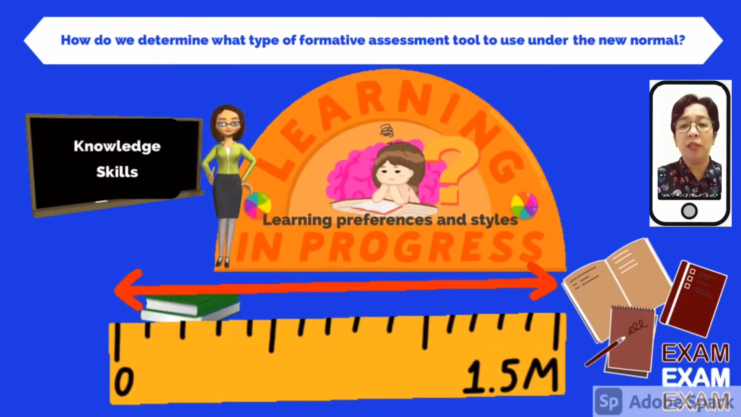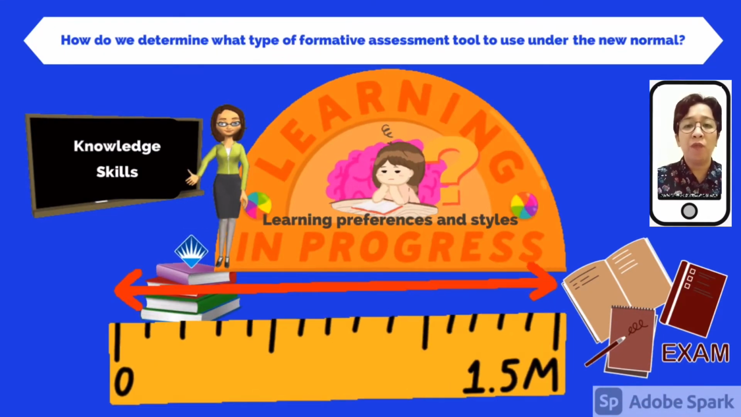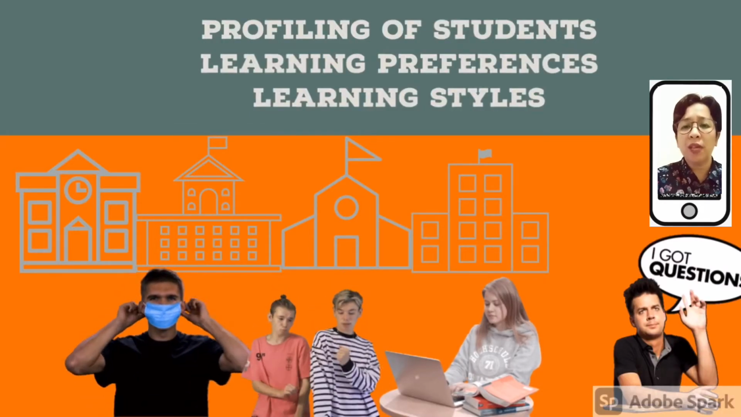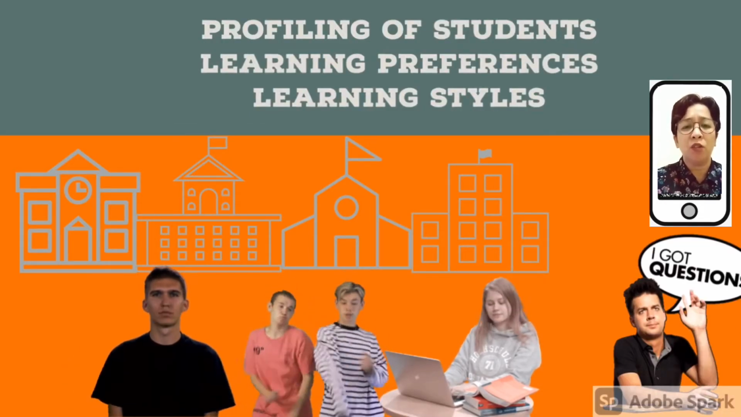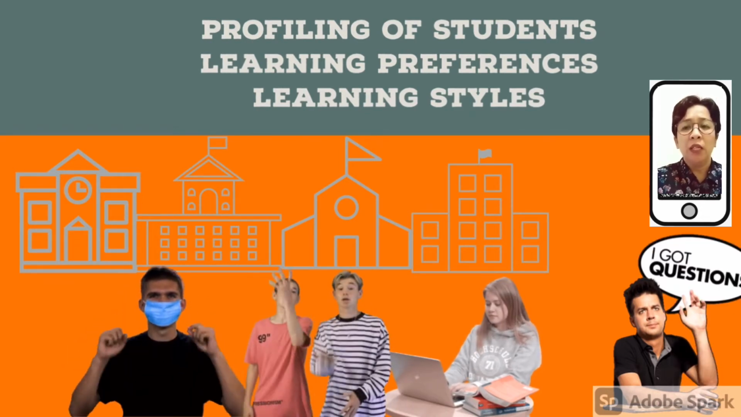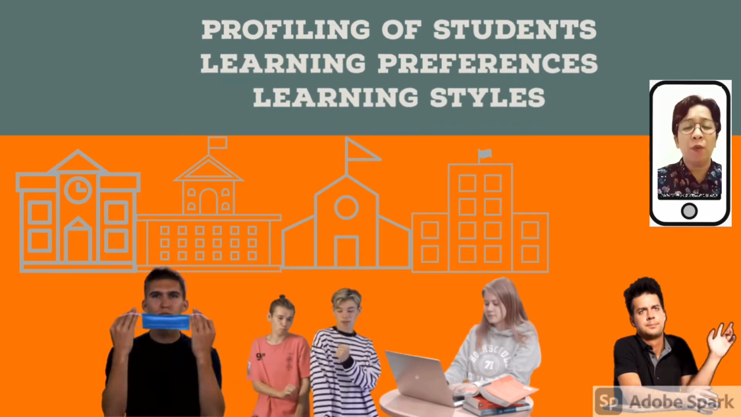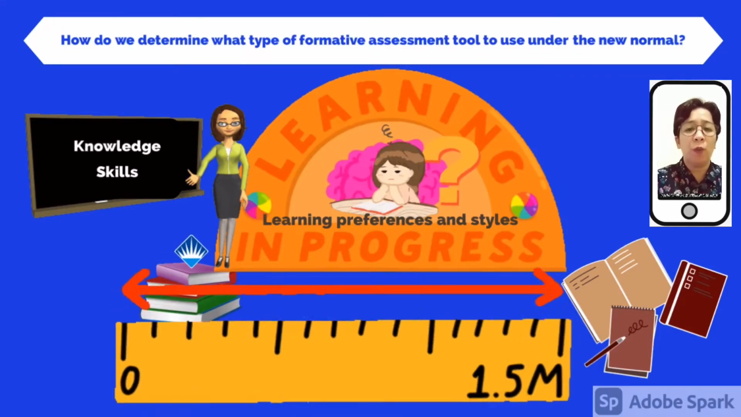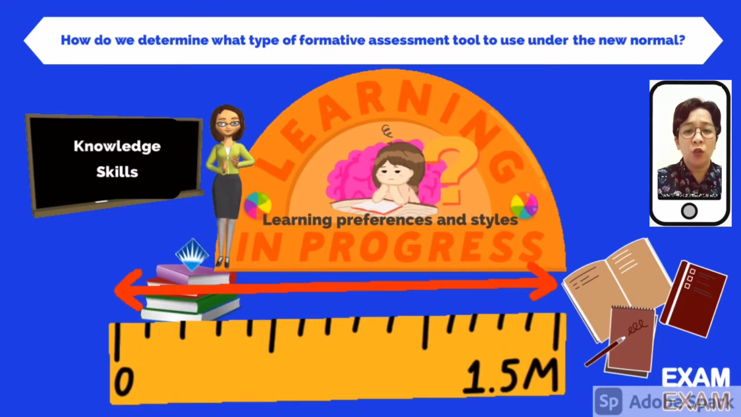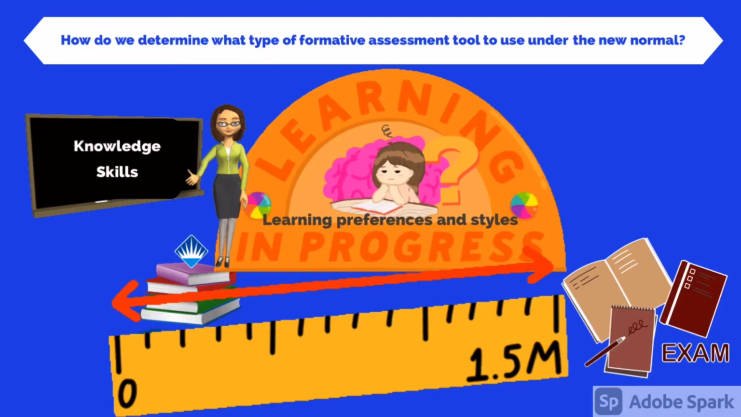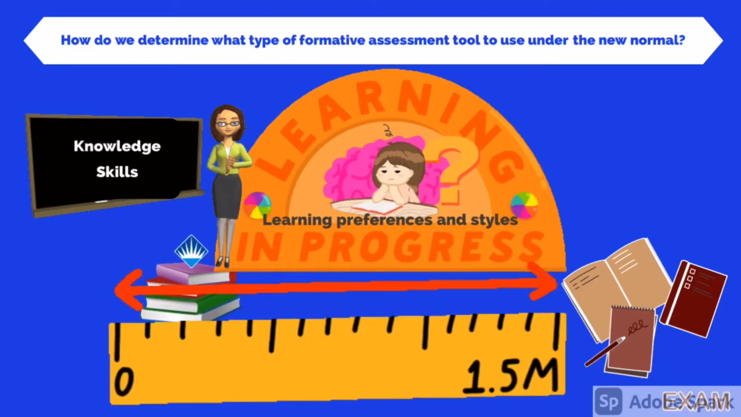Teachers need to determine what aspect of student learning they want to measure. Profiling of students can be done to identify the learning preferences and learning styles of their students. Formative assessment strategies can be administered to students individually, in groups, or in a class. Teachers should not rely on one type of assessment strategy. A variety of individual and group formative assessment strategies should be used.